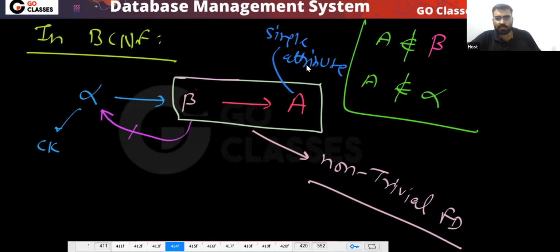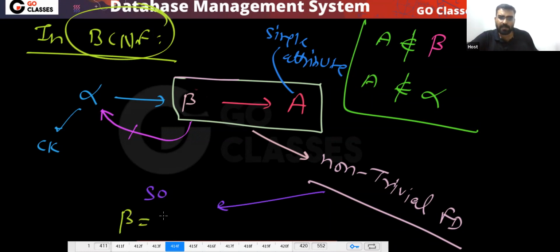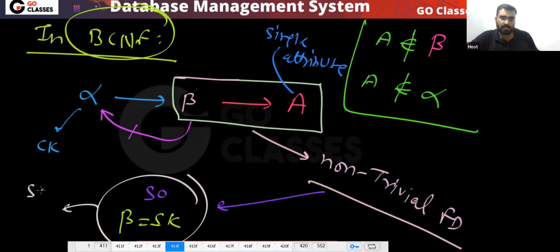So what should happen? Because your relation is in BCNF, beta has to be a super key. So beta can determine alpha. So there is a contradiction.